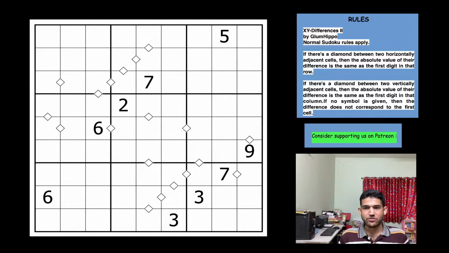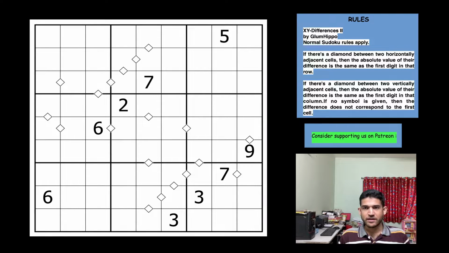So this is a live solve. Let's hope I get through the Sudoku. Let's start the solve. The rules are: normal Sudoku rules apply, of course. Each row, each column and 3x3 box in the grid has digits 1 to 9, no repetitions. And then you can see diamonds in the grid. If there is a diamond between two horizontally adjacent cells, then the absolute value of the difference is the same as the first digit in that row.